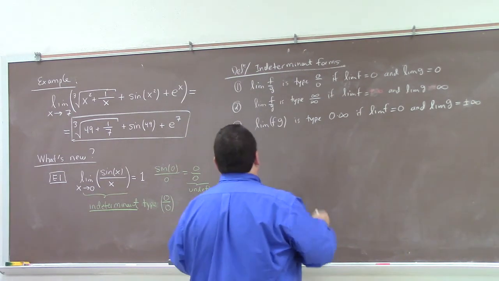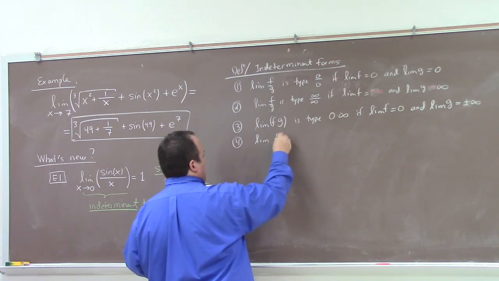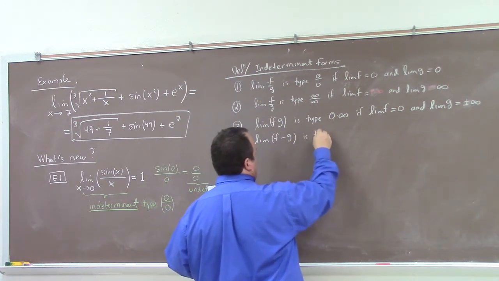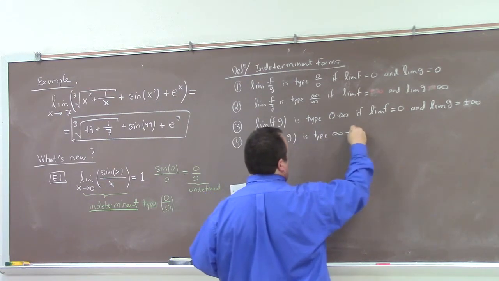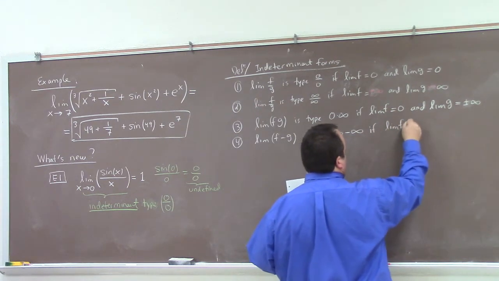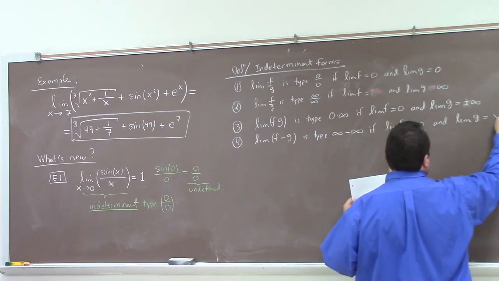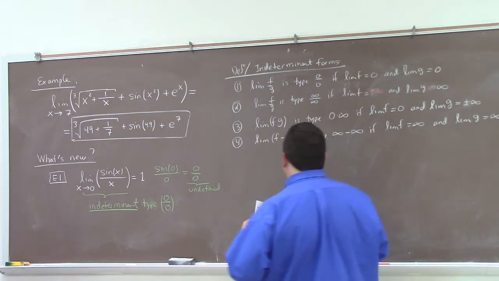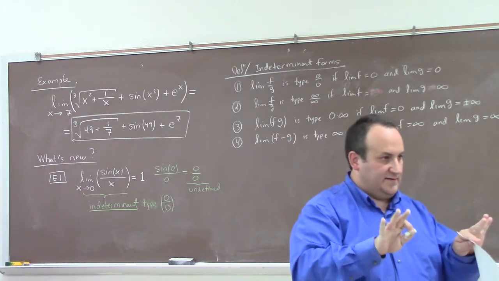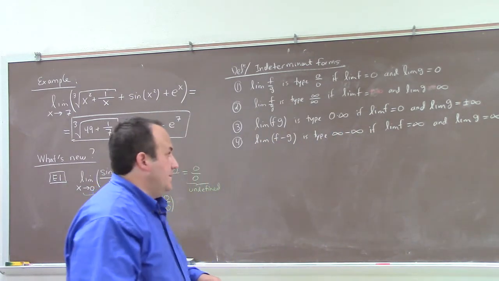All right. And the fourth common indeterminate form is when f minus g is type infinity minus infinity. All right? And when is that? That's if the limit of f is infinity and the limit of g is infinity. All right. There I do need the sign of the infinities to differ in order to have the ambiguity.